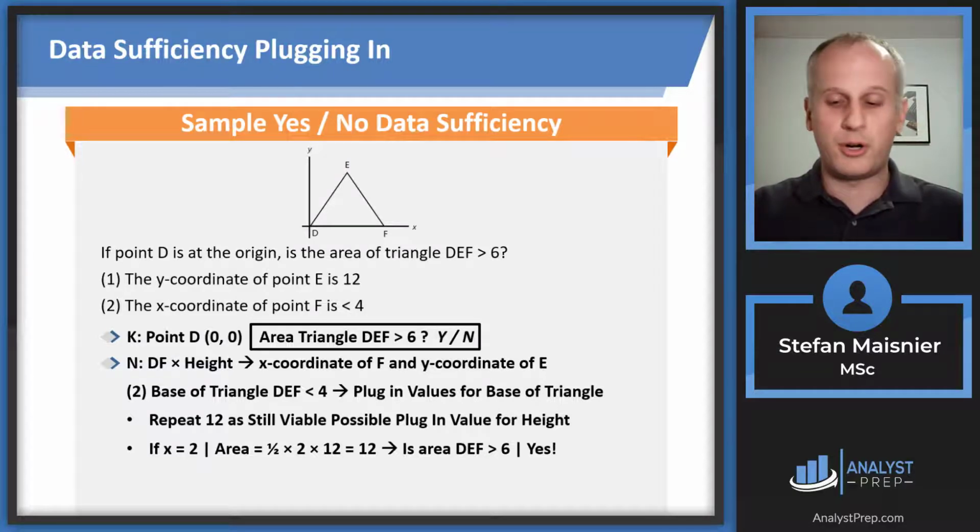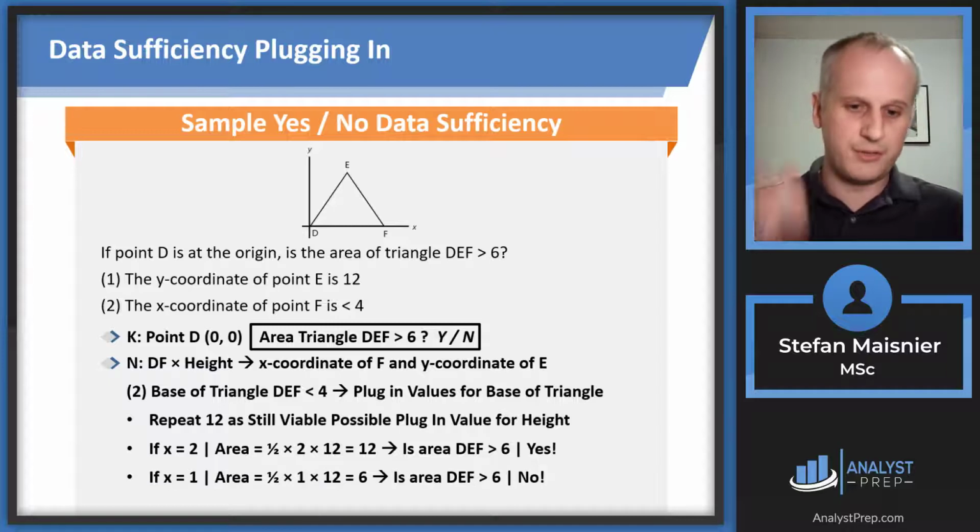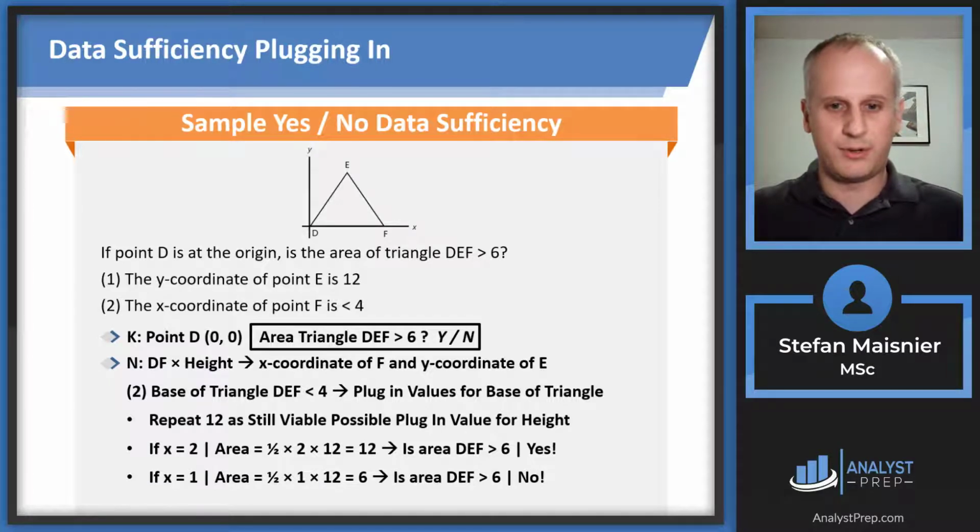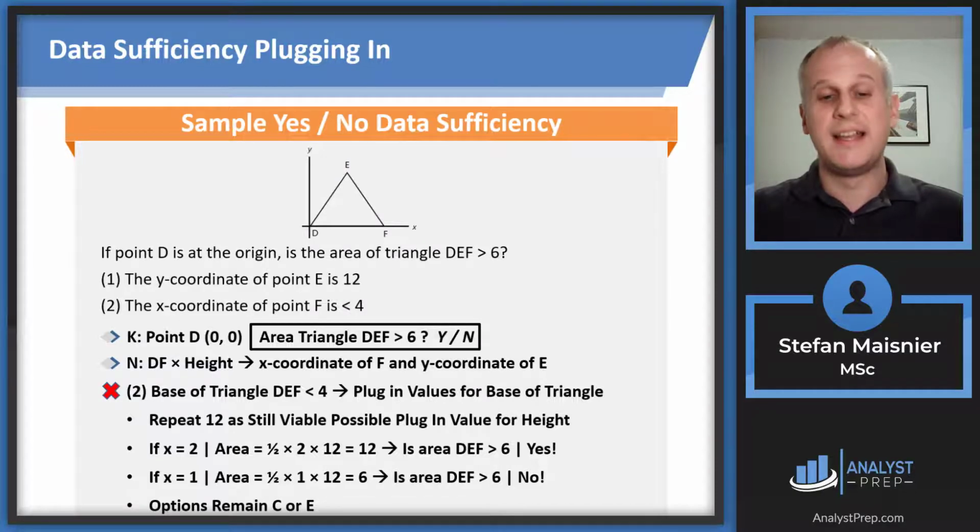And just like before, we will repeat the frozen value of 1 and plug that in as the x-coordinate of point F. And that would make the area 1/2 times 1 as the base times 12, the still viable repeated value for the height, to produce an area of 6 for triangle DEF. And once again, is area DEF greater than 6? No. So at this point, we can eliminate B as a viable option because condition 2 by itself is not sufficient, and our options remain as C or E.